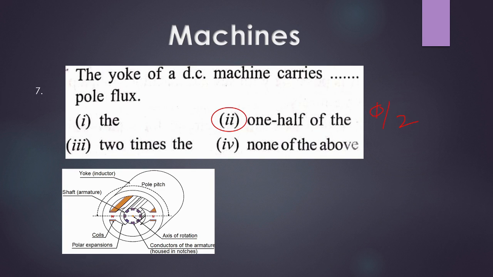So the yoke of a DC machine. Here you can see the yoke is this part. Yoke is nothing but this part. So it will carry 1/2 of the pole flux, because we know that from north pole to south pole there is flux. If this is north pole and this is south pole, there is the magnetic flux. If this is phi, the remaining flux path will be completed inside the yoke, so that the magnetic circuit will be completed. So here if this is phi, outside will be phi. So this part is the half of the total part. So in the yoke, 1/2 of the pole flux will remain. So the answer will be the second option.